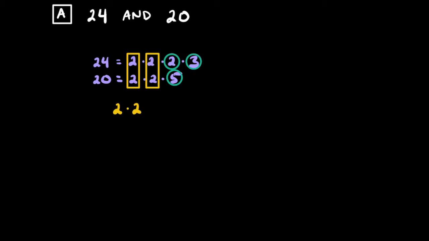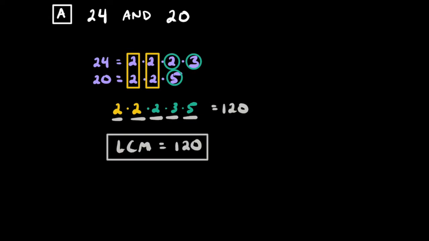Since we're finding the LCM, we're going to use these extra numbers that weren't used before. We'll take the 2 2's we found that they had in common and multiply them by these leftover numbers. Here we can see that 2 times 2 gets us 4, times 2 is 8, times 3 is 24, times 5 is going to be 120. The LCM for 24 and 20 is 120. While we could have listed multiples out, this method is much more efficient.